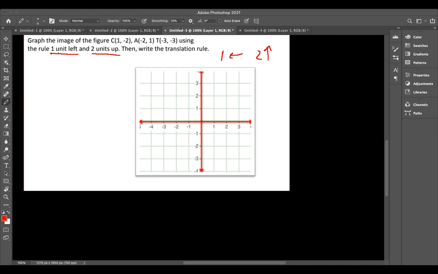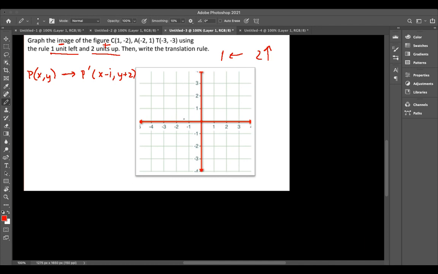We can write the translation rule pretty easily. If we go to the left, that means we use a negative. If we go up, that means positive. So we just write P(x, y) maps to P primed (x - 1, y + 2). And we're done. So let's graph the picture, and then we'll finish this off.